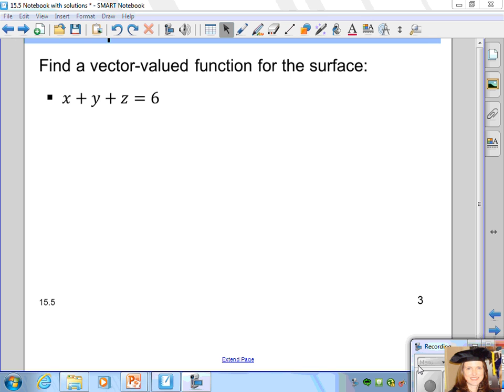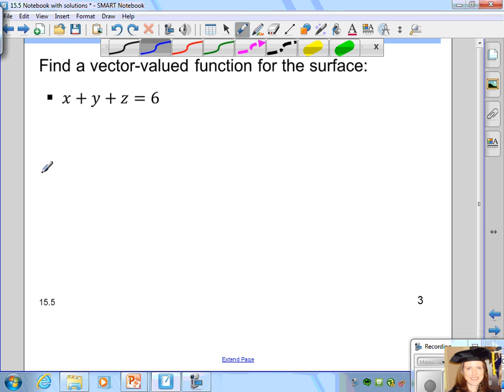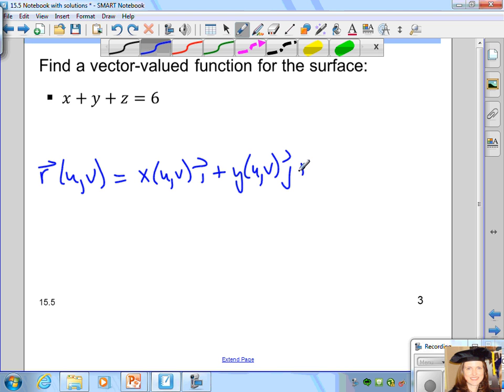Okay, in this example, we want to find a vector valued function for the surface. We can now introduce those parameters u and v so that we can come up with a parametric surface, r in terms of u and v, which is equal to some x in terms of u and v i, some y in terms of u and v j, plus z in terms of u and v k.